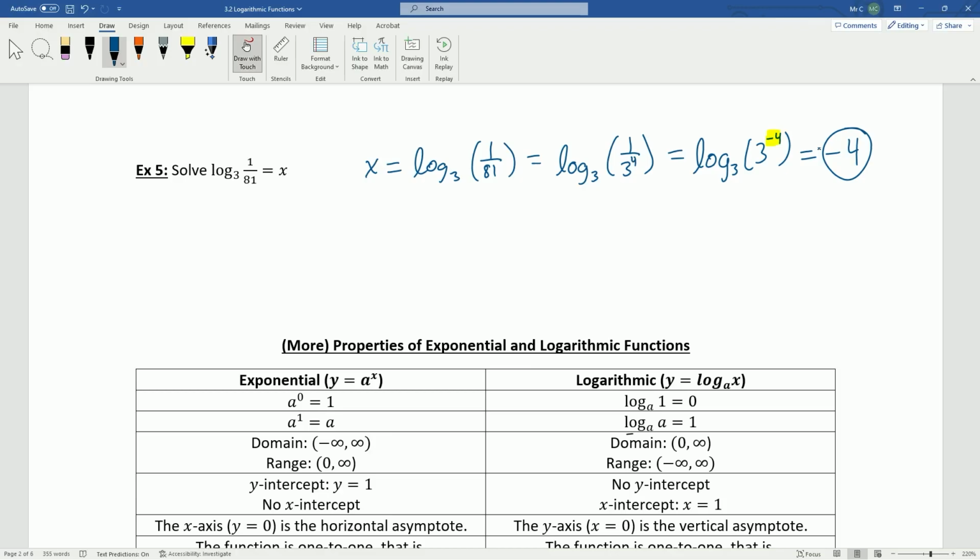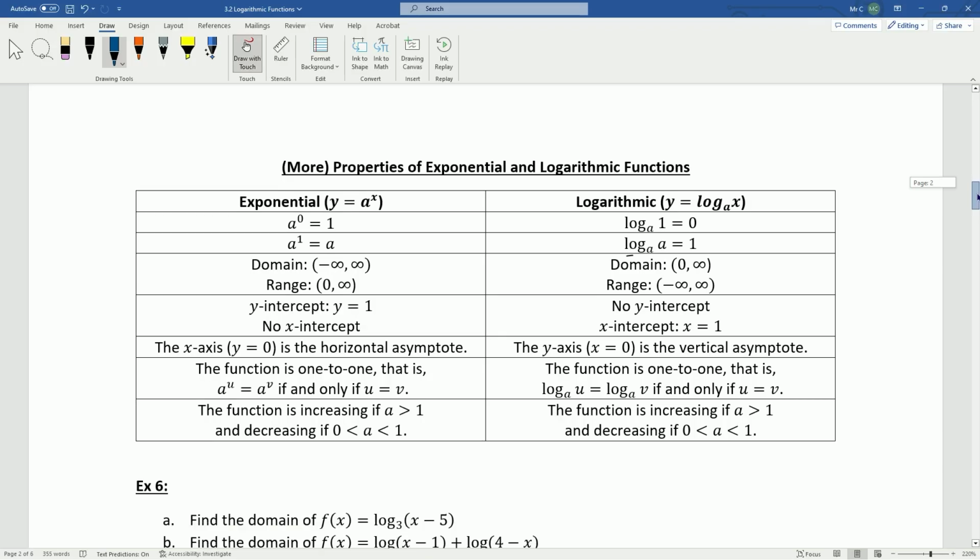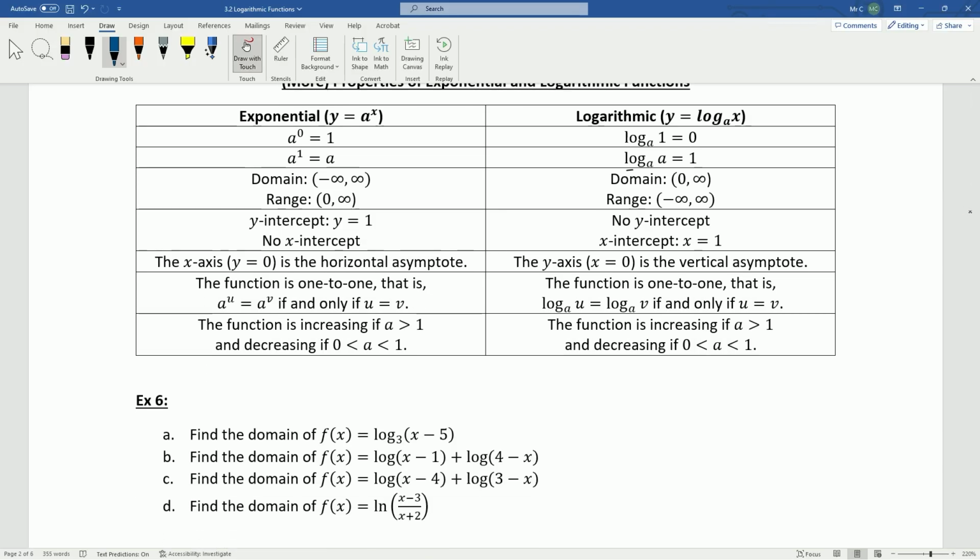Okay, so now let's go ahead and take a look at some more properties of exponential and logarithmic functions. This is just a summary.